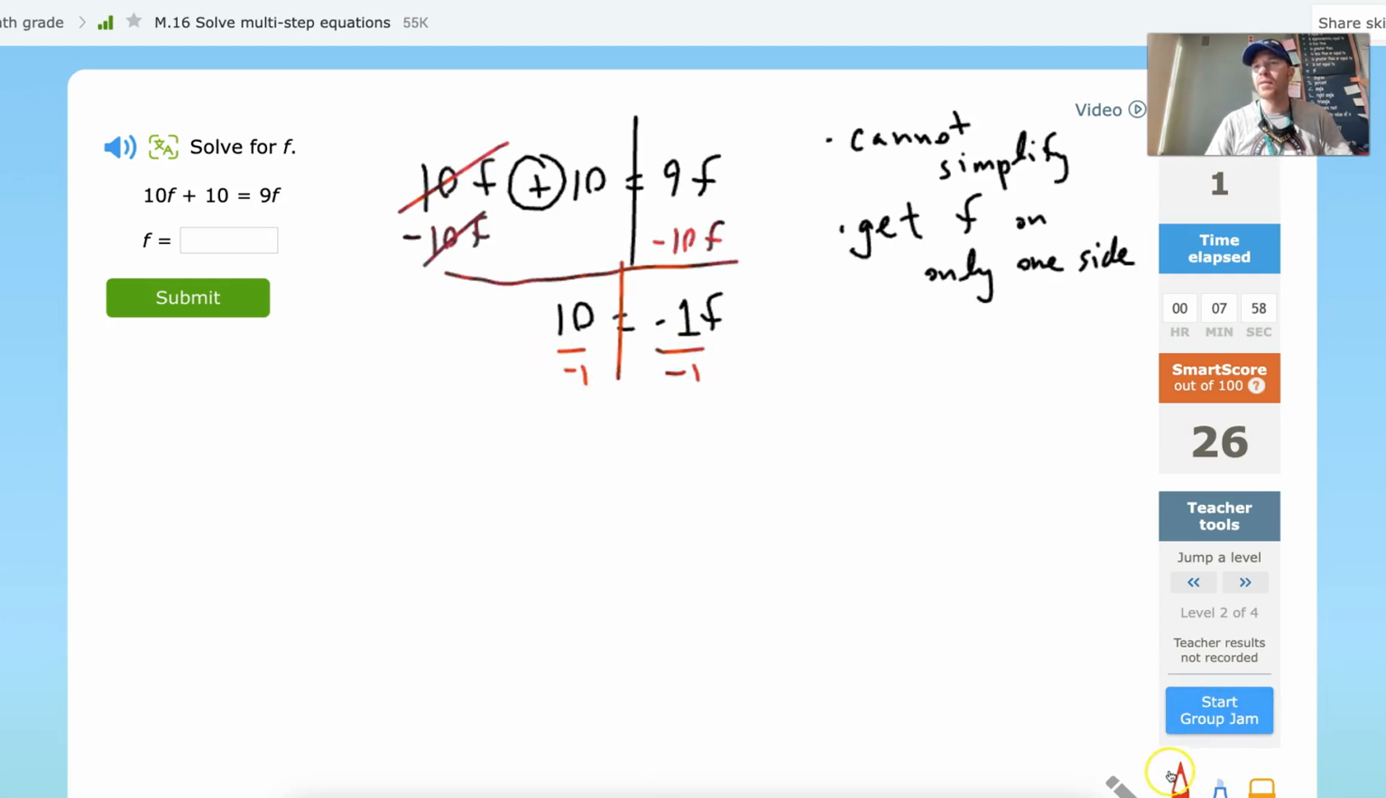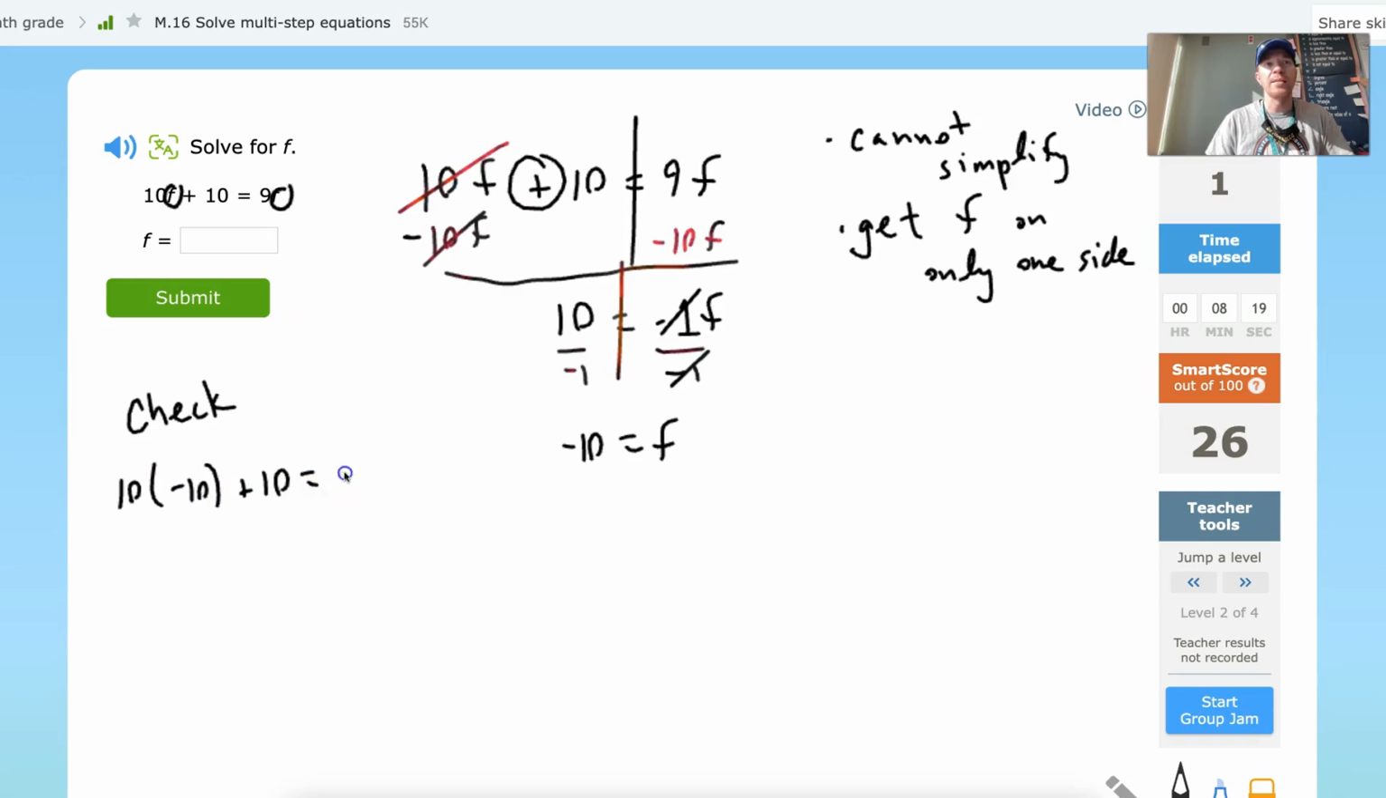And we'll get negative 10 is equal to F. 1F, that's going to cancel there. I forgot to cross that off. Let's check that real quick. Now here's the trick: you're going to put that negative 10 in both places for F. So 10 times F is negative 10, we think, plus 10, and that's supposed to equal 9 times F, but we think F is negative 10.